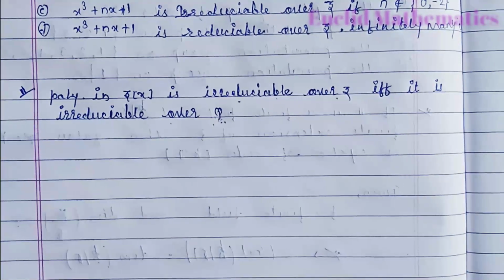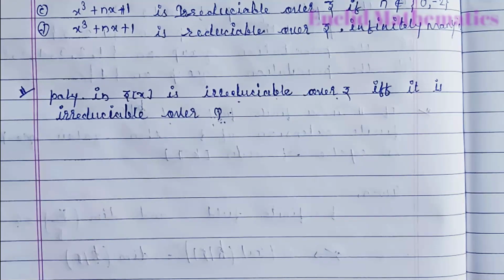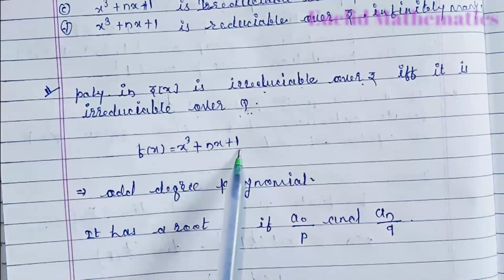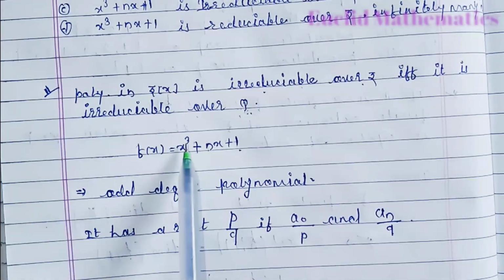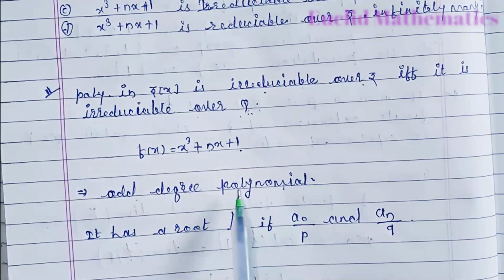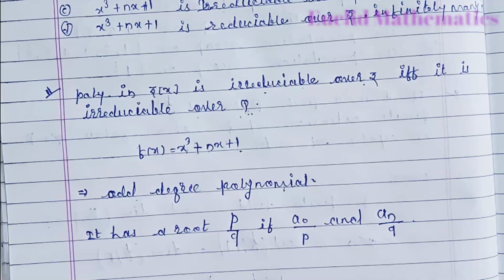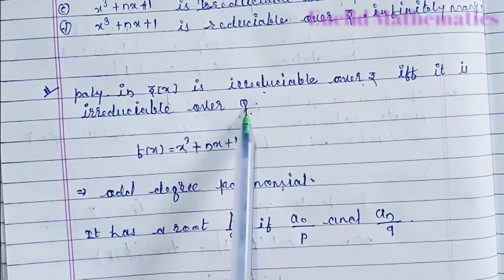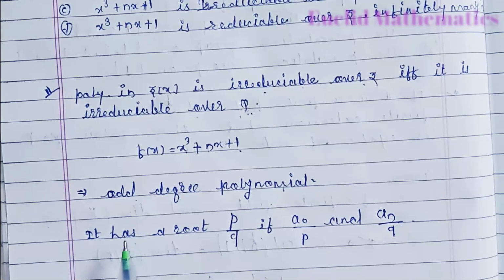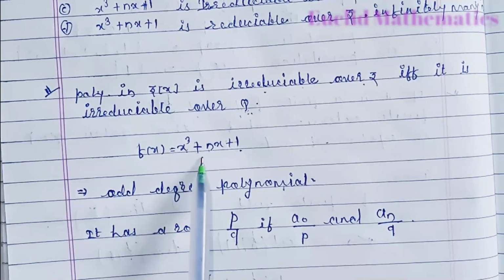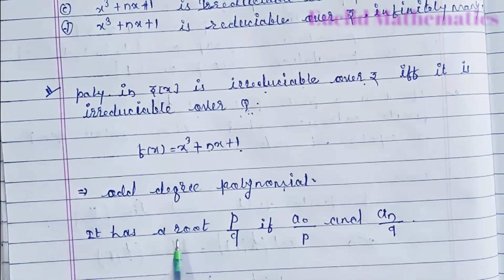We use the rational root test to check whether our polynomial is irreducible or not. Our polynomial is x cube plus nx plus 1, whose first term has power 3, that means it is an odd degree polynomial. We know that an odd degree polynomial has at least one real root, but we are checking only in Q, only in the rationals. So for checking in the rationals we use the rational root test, which applies to any polynomial we consider that is reducible or irreducible over Q.